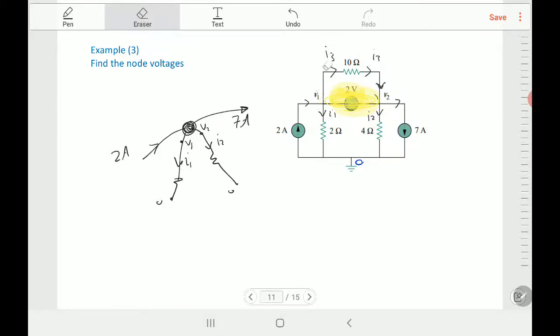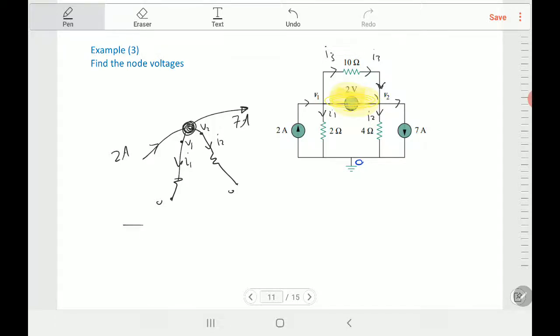It's coming out I3. It's coming in I3. So it comes out and comes in again. So when you add it one time by positive sign, negative sign, it will cancel. So any branch coming in and out or parallel with the voltage source, just delete it. Okay. Now, let's write the equation here.